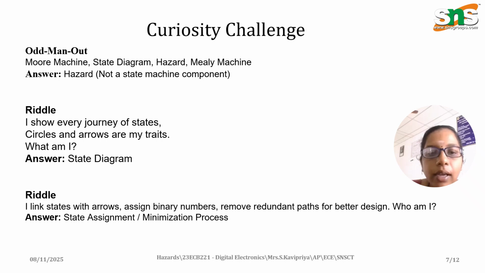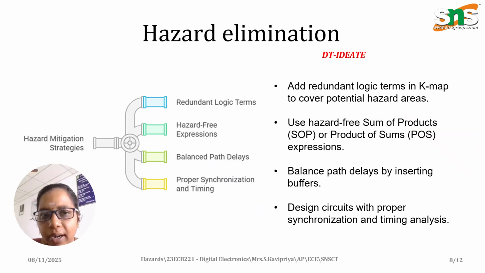And next is a riddle. I show every journey of states, circles and arrows are my traits. What am I? It is a state diagram, in which states are represented by circles and the transition from one state to another is represented by an arrow. Next is another riddle. I link states with arrows, assign binary numbers, remove redundant paths for better design. It is nothing but state assignment.